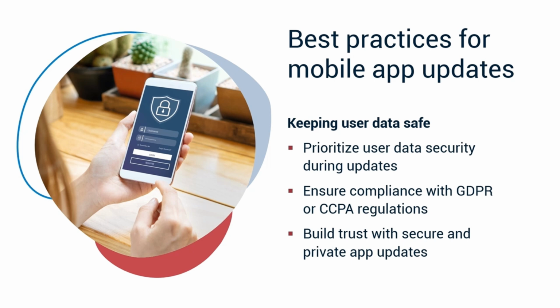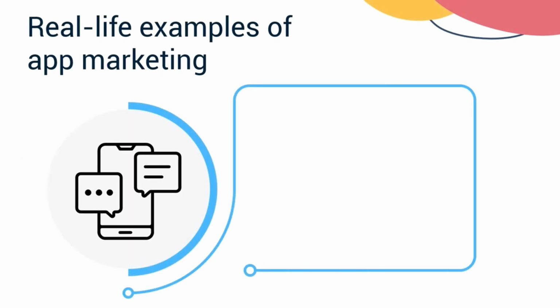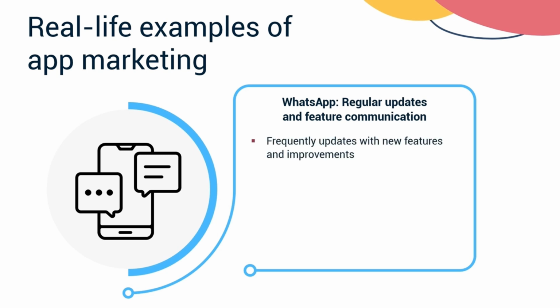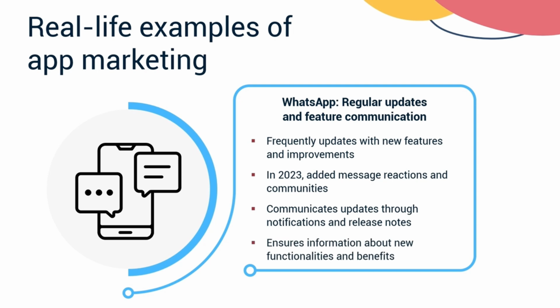Let's explore some real-life examples of best practices for mobile app support and updates. Some of the most popular apps maintain their relevance through regular updates and effective communication. WhatsApp consistently rolls out updates to enhance user experience, such as new privacy features and functionalities. In 2023, they added features like message reactions and communities. WhatsApp effectively communicates updates through in-app notifications and detailed release notes, ensuring users are informed about new functionalities and improvements.